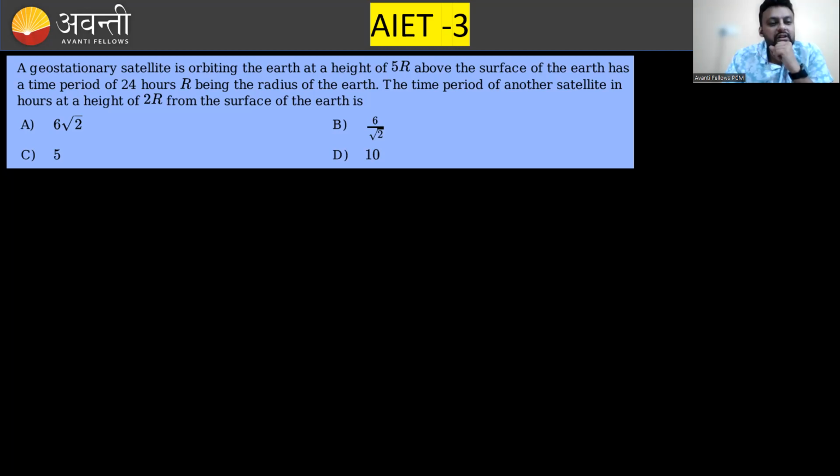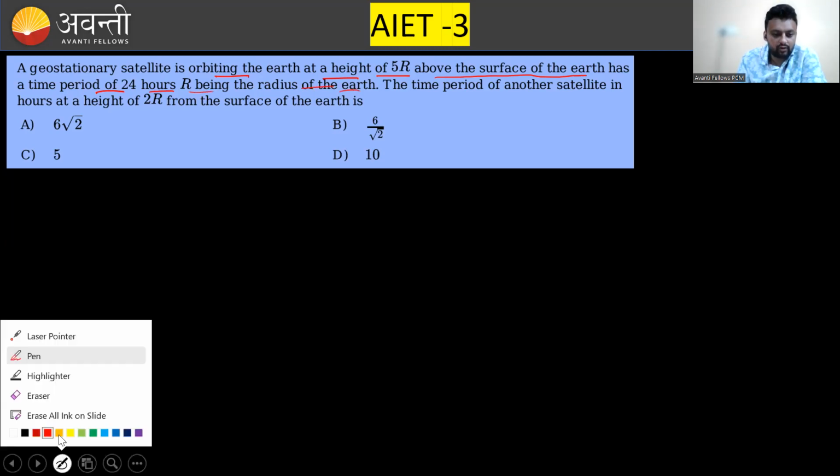Okay. So next question is from the gravitation chapter. There is a geostationary satellite orbiting the Earth at a height of 5r above the surface of the Earth, with a time period of 24 hours, where r is the radius of the Earth.